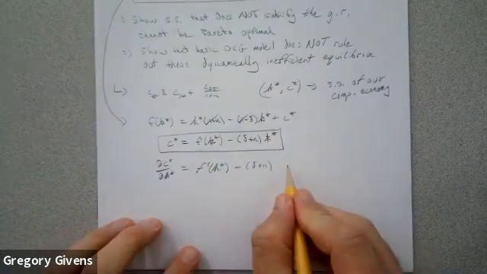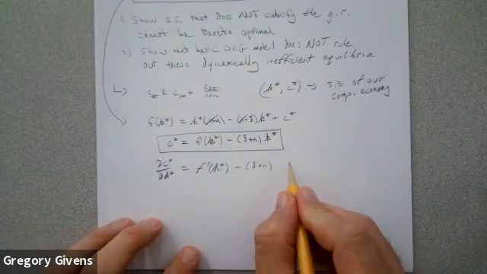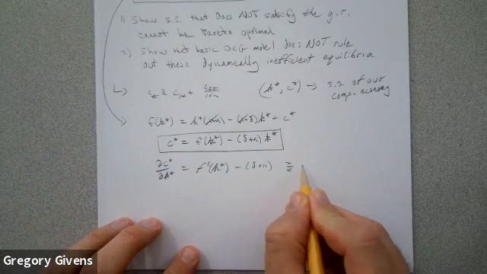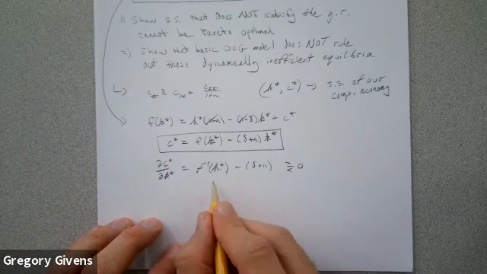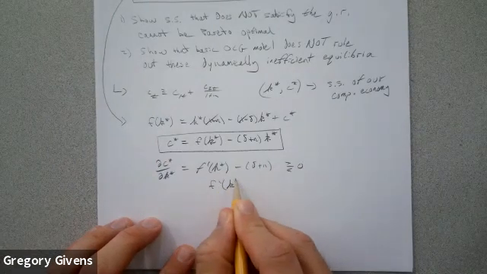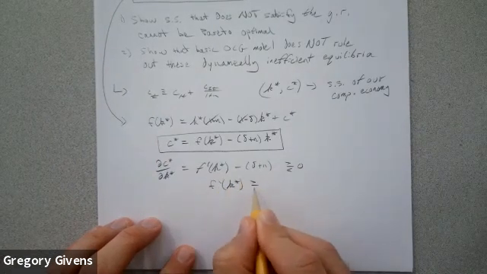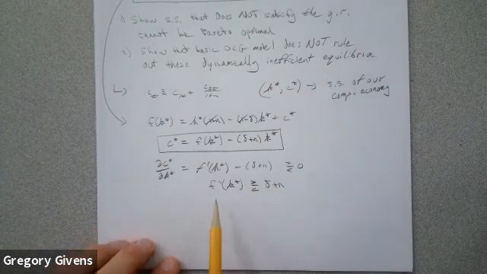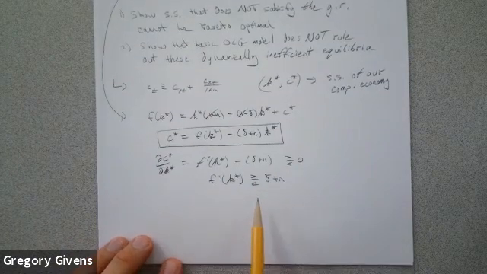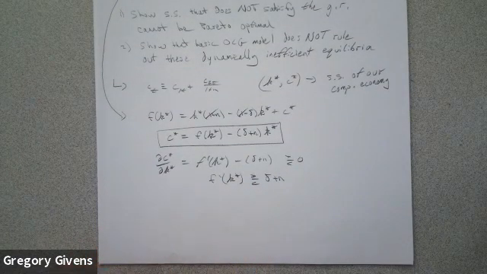This is going to be greater than or equal to 0, depending on whether or not F prime of K star is bigger than or less than delta plus n. That is, whether the marginal product of capital is greater than or less than delta plus the population growth rate.